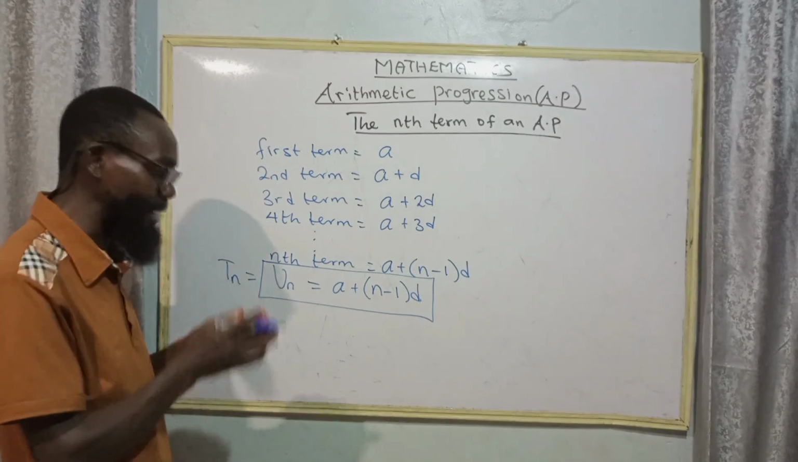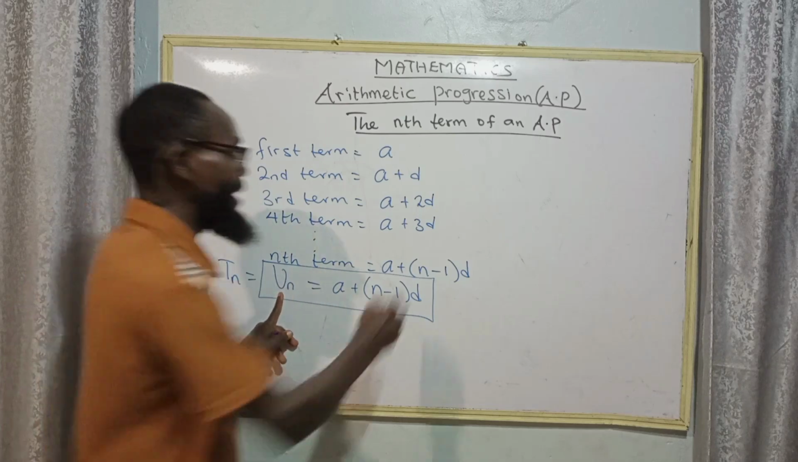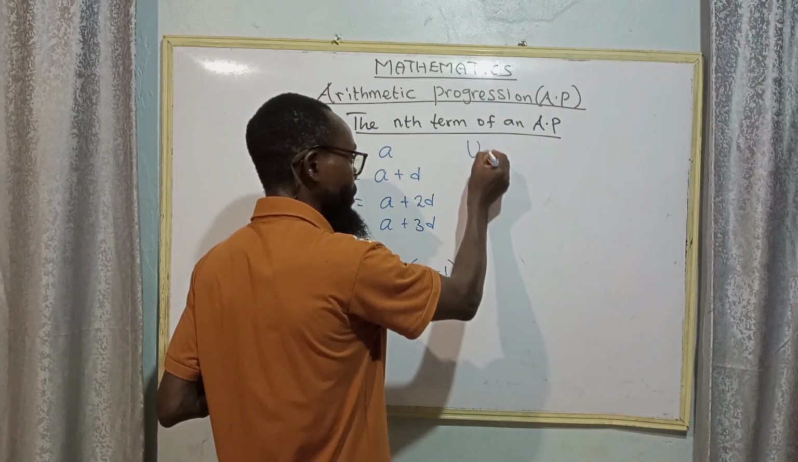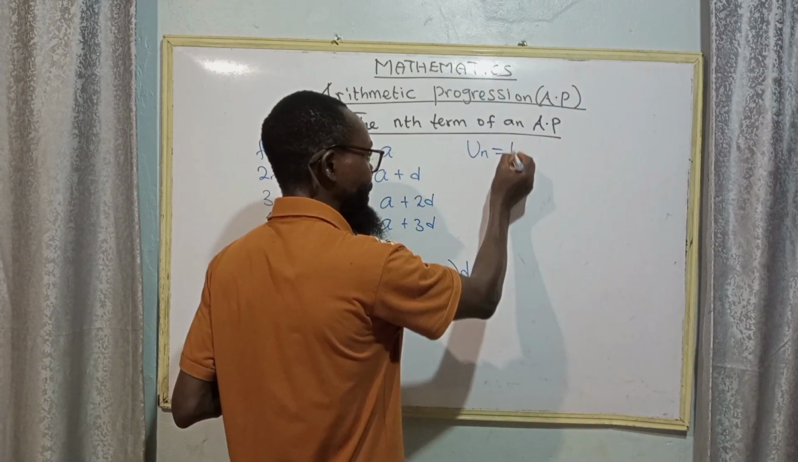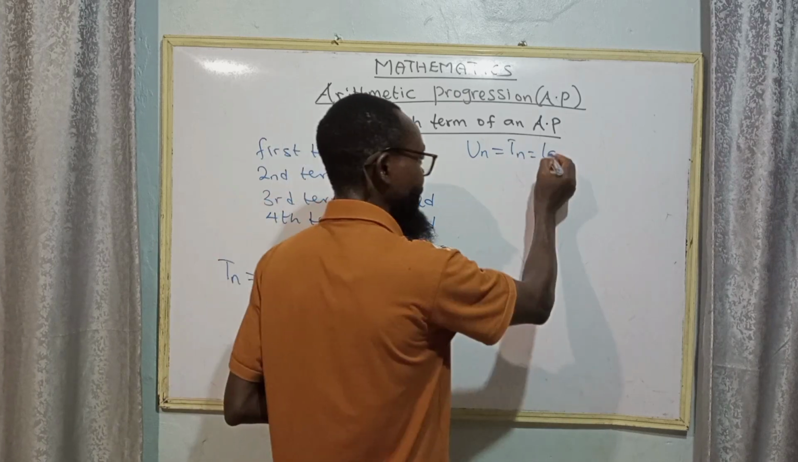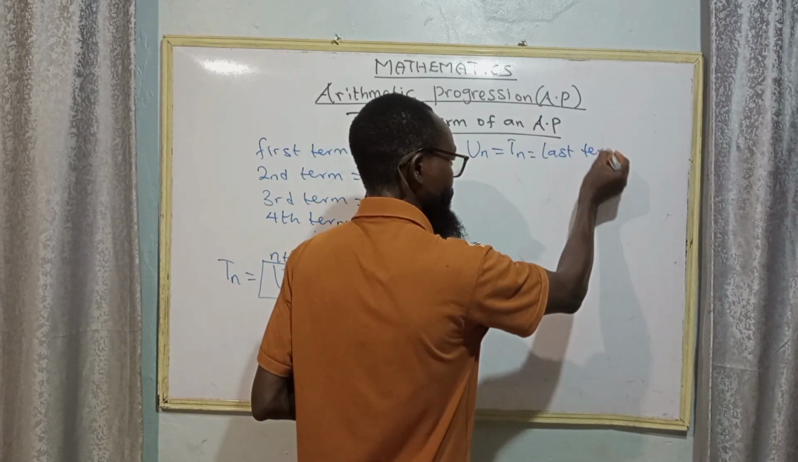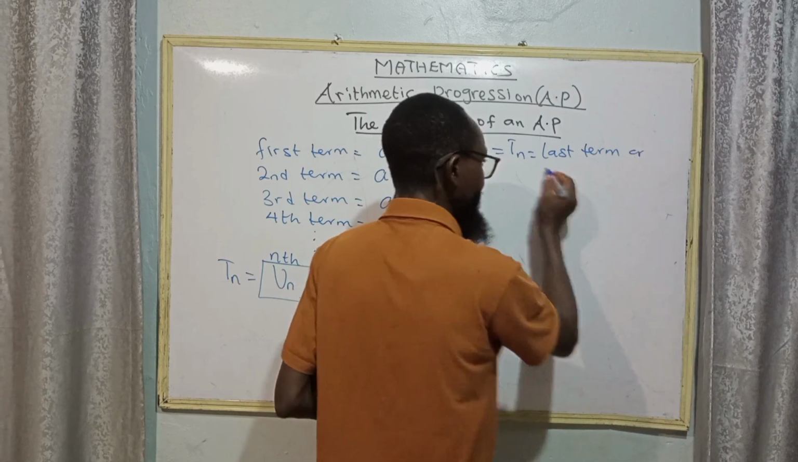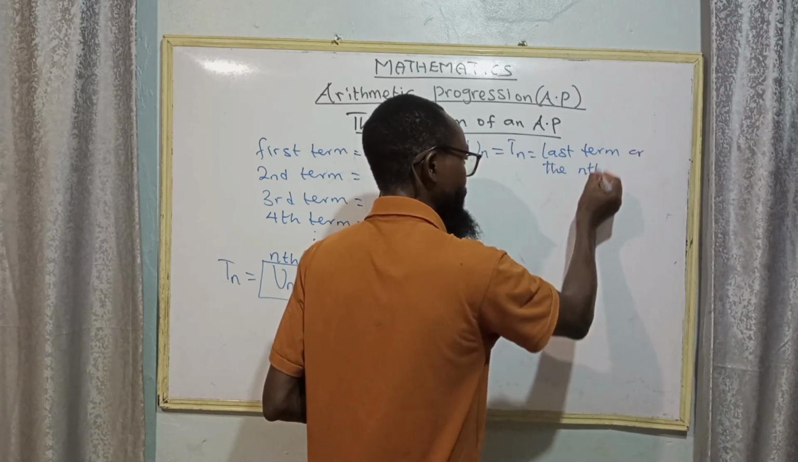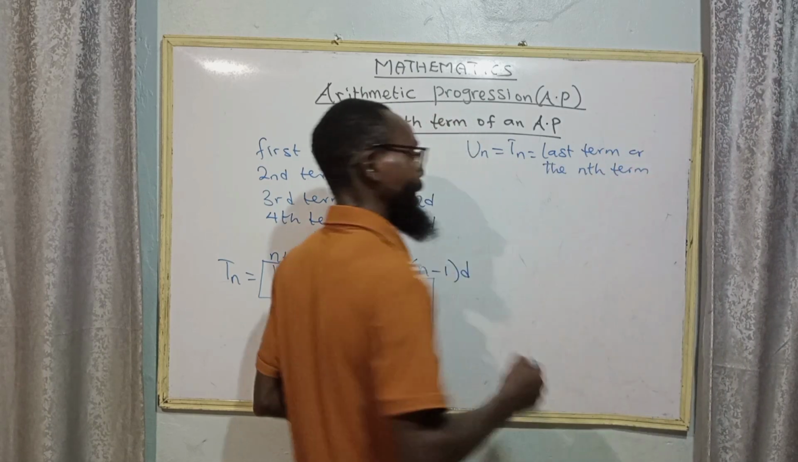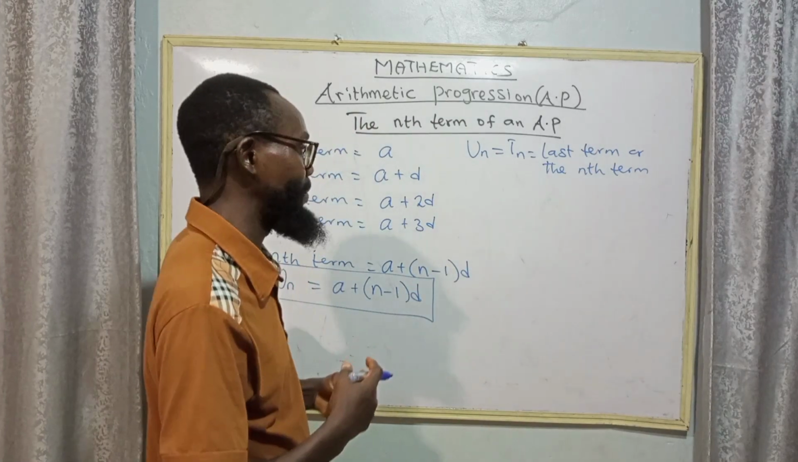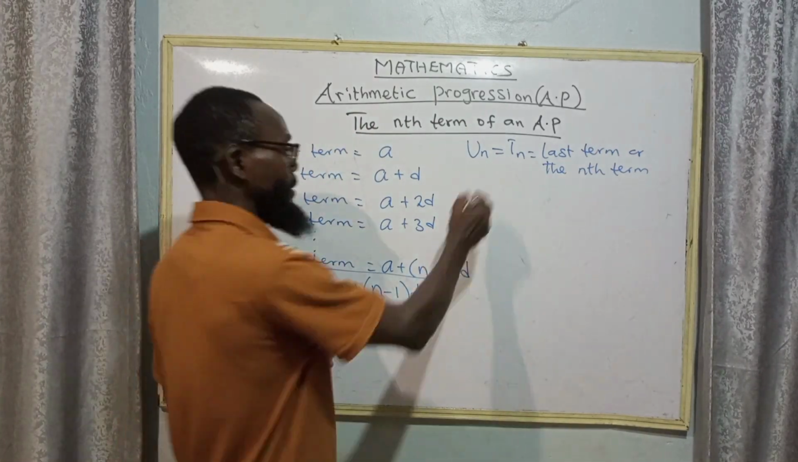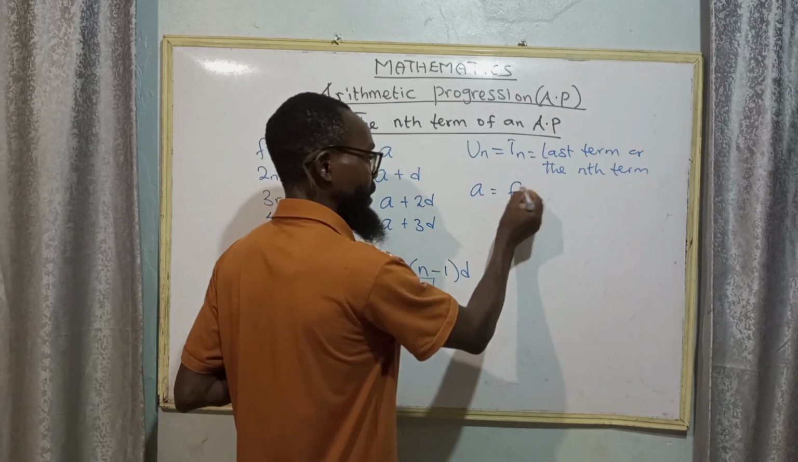Now, what is the derivation of each term? Un, either you call it Un or you call it Tn, it means the last term or the nth term. So it means the nth term or the last term, where your A means the first term.